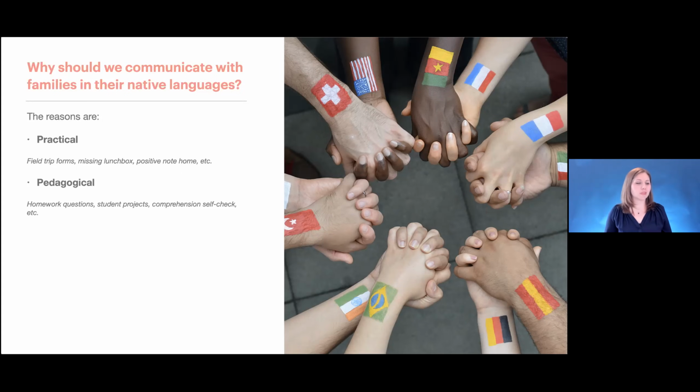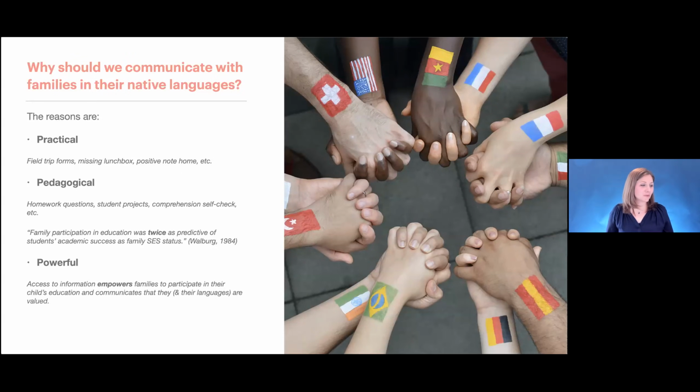And so we see for these adults, these family members who themselves are likely learning English, this can be a comprehension self-check for them. Wahlberg 1984 shows that family participation in education is twice as predictive of academic success than socioeconomic status. And so by getting parents involved in this process, by giving them access to the information through a language that they speak, we are helping to ensure academic success for their kids.